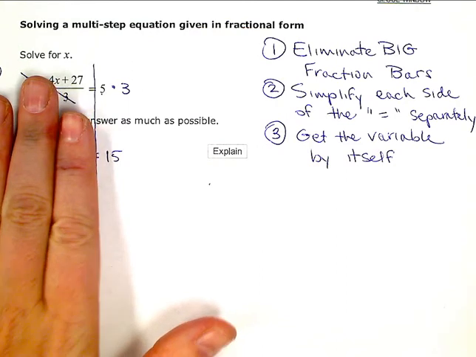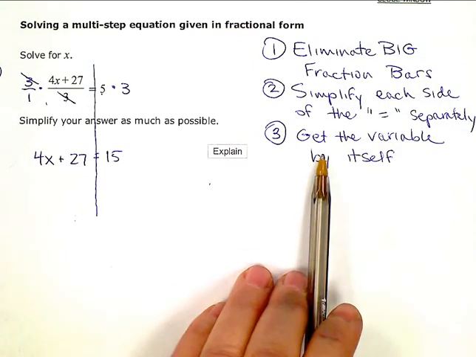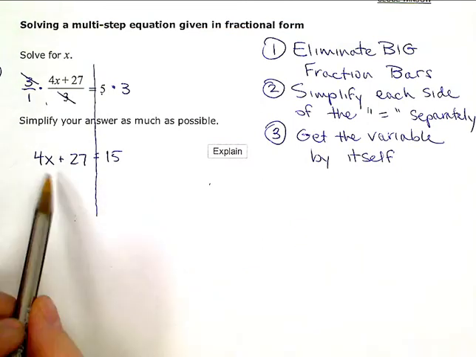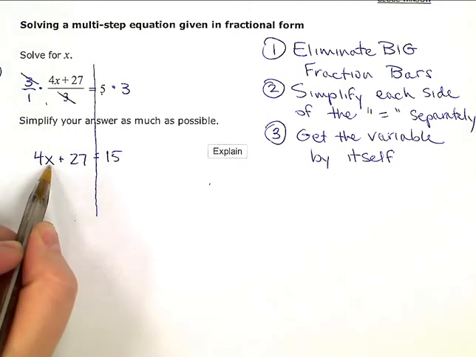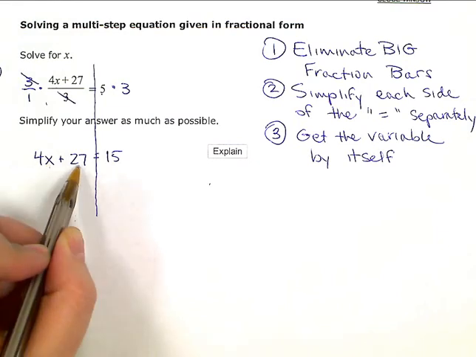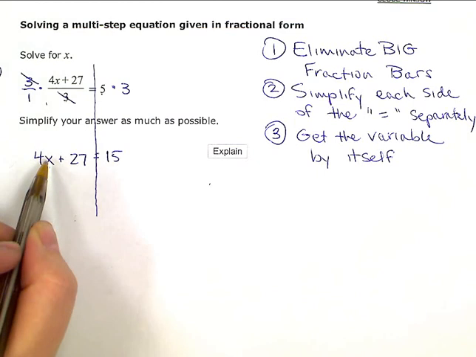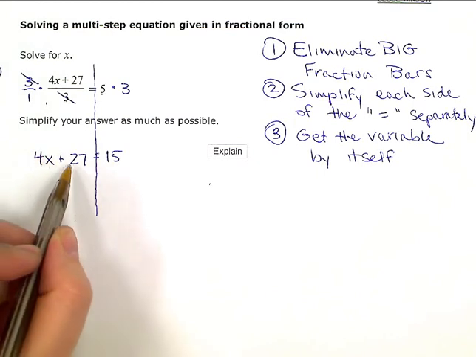So I can just move right on through step 2 and move on to step 3, which is get the variable by itself. So here's where I start the actual solve process. I'm trying to isolate or get the x by itself. So I need to do 2 steps of algebra here. One to get rid of the plus 27 and another step to get rid of that 4 right there. Before I can start working on this term that has the x in it, I need to get rid of any other terms that are over on this side.